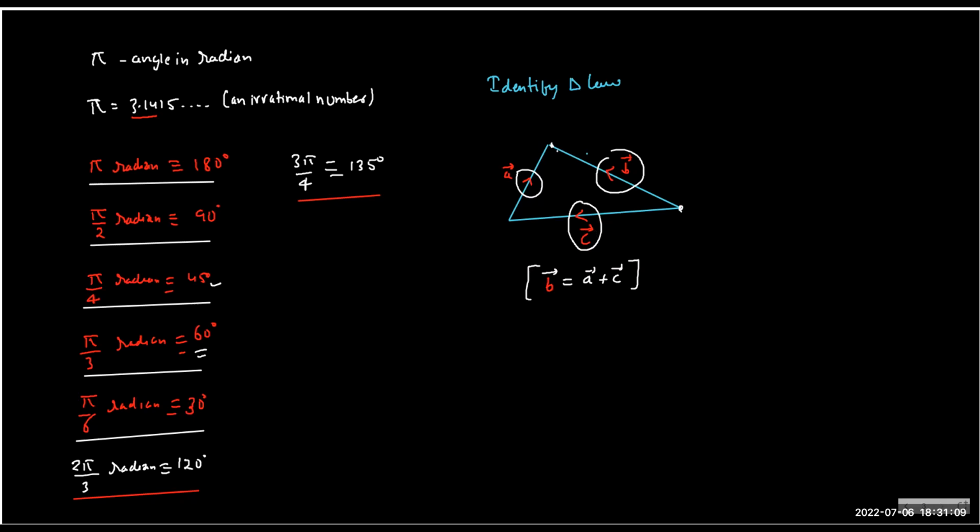So the law is B vector is resultant of A and C vector. What we can say here, B vector is the resultant of A and C vector. Is this clear? For some reason, if I call this angle as 60 degree, what is the angle between A and C?